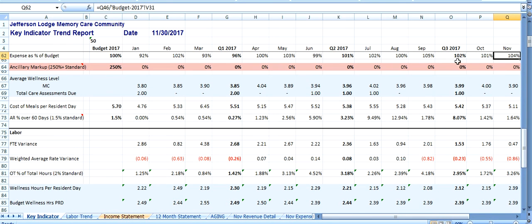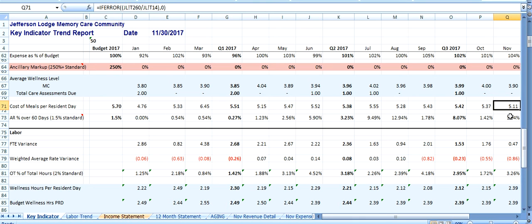Ancillary markup, this is something my community needs to work on. Basically, you buy supplies and you sell them at a 250% markup. It's a small profit that you use because you're providing a service for your residents. It's a good way to generate extra revenue. Average wellness level: if you see it trending down, it looks like you're going to be taking in less acute residents. Obviously, the higher the wellness level, the more revenue you're going to make because your care levels are going to be higher. So you want to keep a close eye on that.